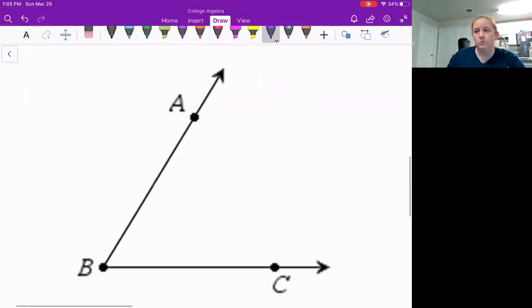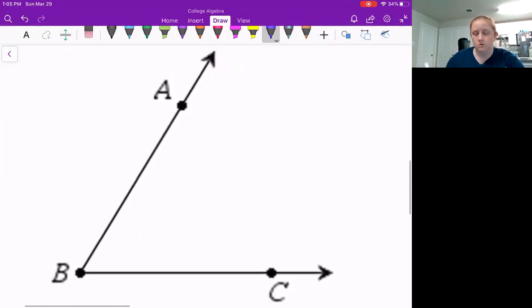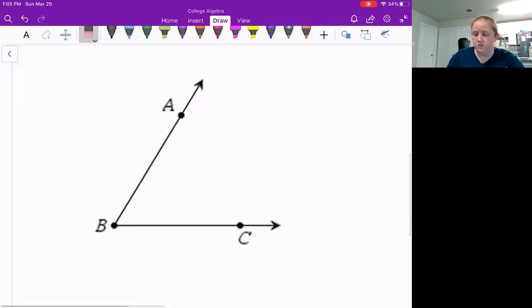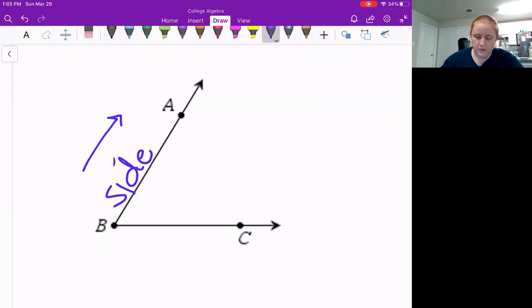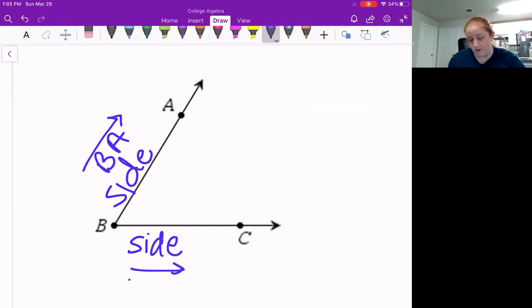So when we look at our parts, we've got some special things going on here. Like the definition said, it's the space between two rays. So those two rays are making our sides. So we've got two sides here. That first side that we're looking at, we have a ray that starts at B and passes through A. And then my second side starts at B and passes through C. So there's my two sides.